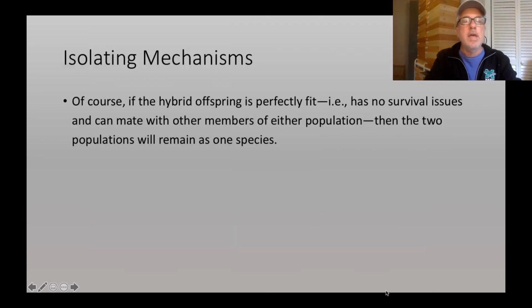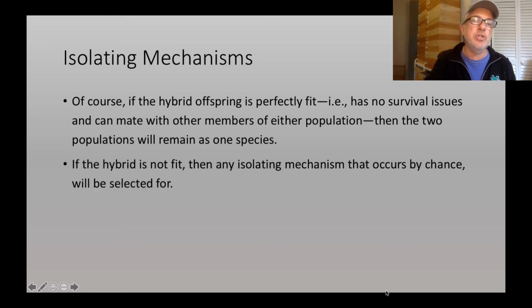Anyway, let's move on. If the hybrid itself is perfectly fit, it has no survival issues and can mate with other members of either population, then the two populations remain as one species. But if the hybrid is not fit, if the hybrid has any sort of reduced ability to mate, reduced ability to produce viable offspring, then any isolating mechanism that occurs by chance is going to be heavily favored, because individuals that make mistakes will not have their genes passed down in perpetuity, and individuals that don't make mistakes via one of the isolating mechanisms will be selected for.